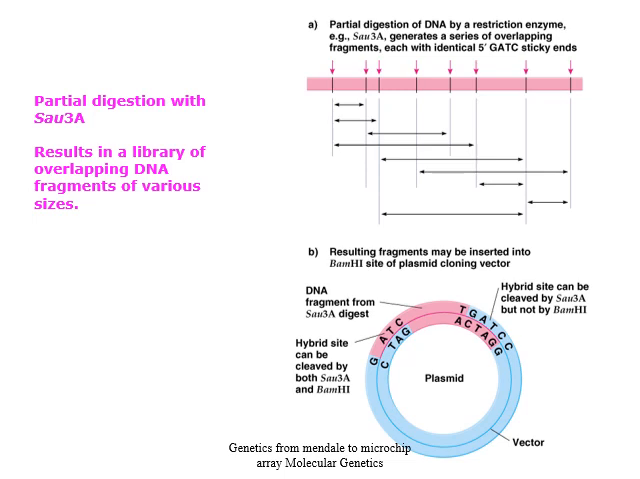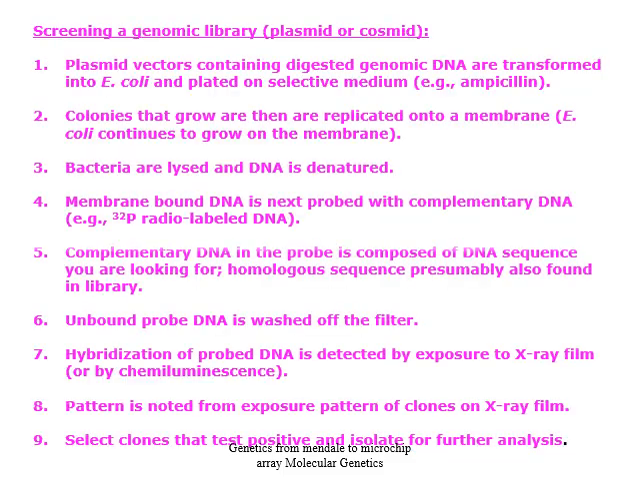Partial digestion with Sau3A results in a library of overlapping DNA fragments of various sizes. Screening a genomic library, plasmid or cosmid: plasmid vectors containing digested genomic DNA are transformed into E. coli and plated on selective media, ampicillin for example. Colonies that grow are replicated onto a membrane. E. coli continues to grow on the membrane.